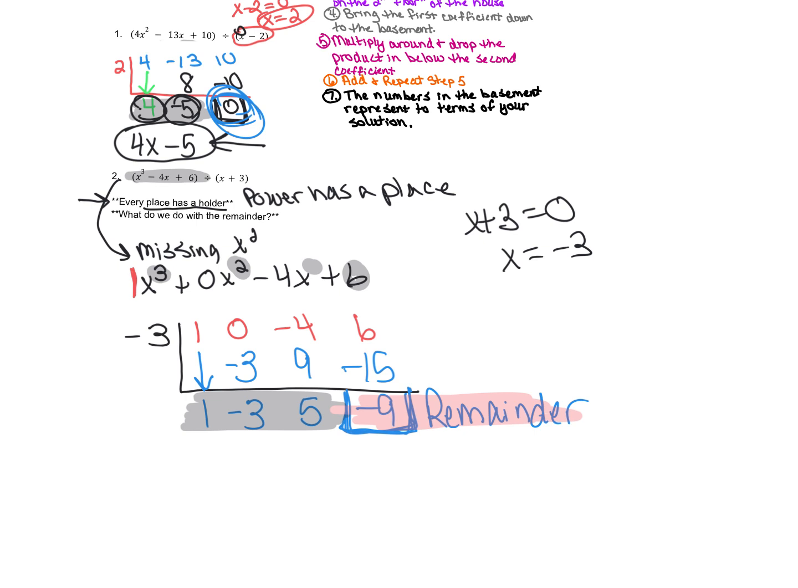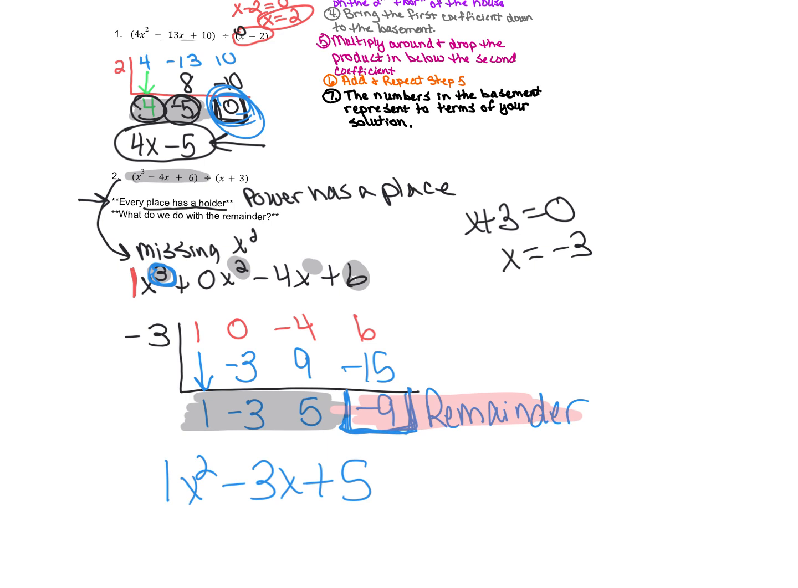So how does that look when we write it out? Well, we started with a third power up here. We divided out an x, which means we're going to be 1 less power. So x squared is going to be our highest power, or the degree of our new answer. So we're going to have 1 x squared minus 3x plus 5.